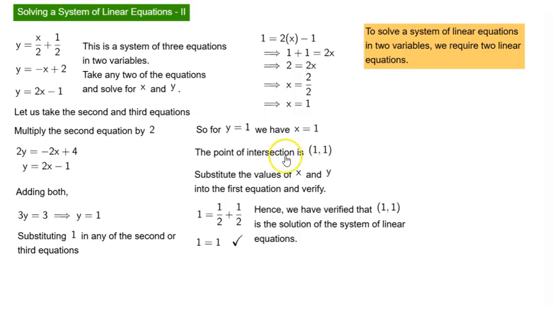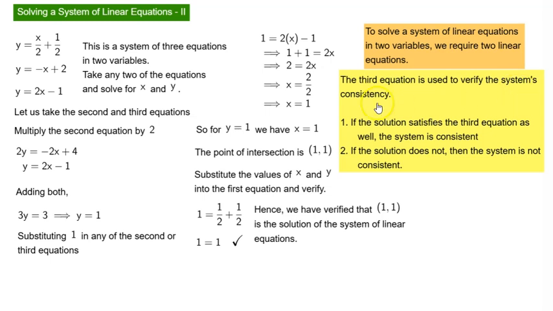Now, what this also tells us is that to solve a system of linear equations in 2 variables, we require 2 linear equations. The third one, actually, we don't require. But since this is a system of 3 linear equations, the third equation can be used to verify the system's consistency. If the solution that we arrived at using just 2 equations satisfies the third equation as well, the system is consistent. If the solution does not satisfy it, then the system is not consistent.